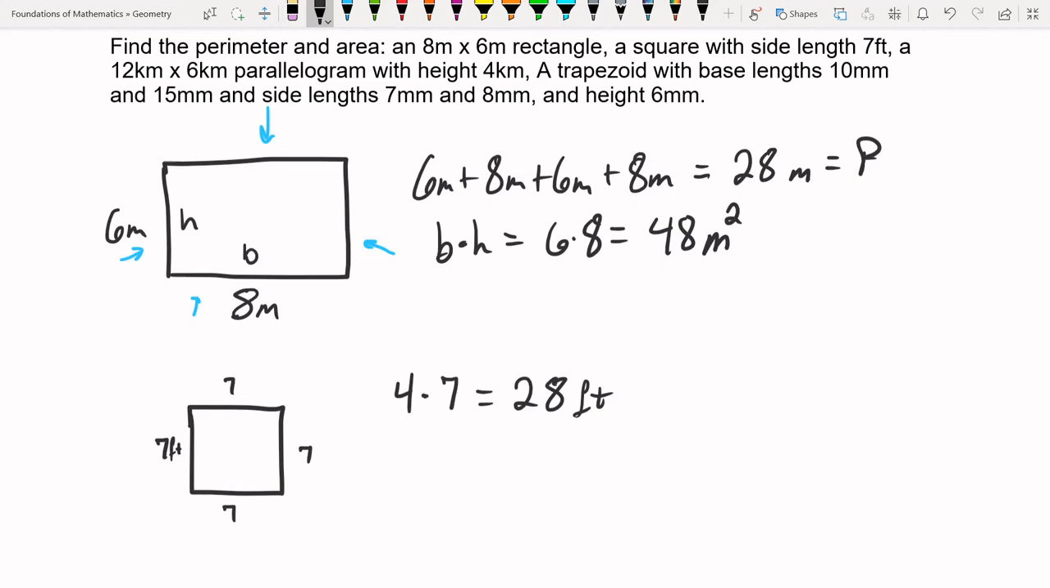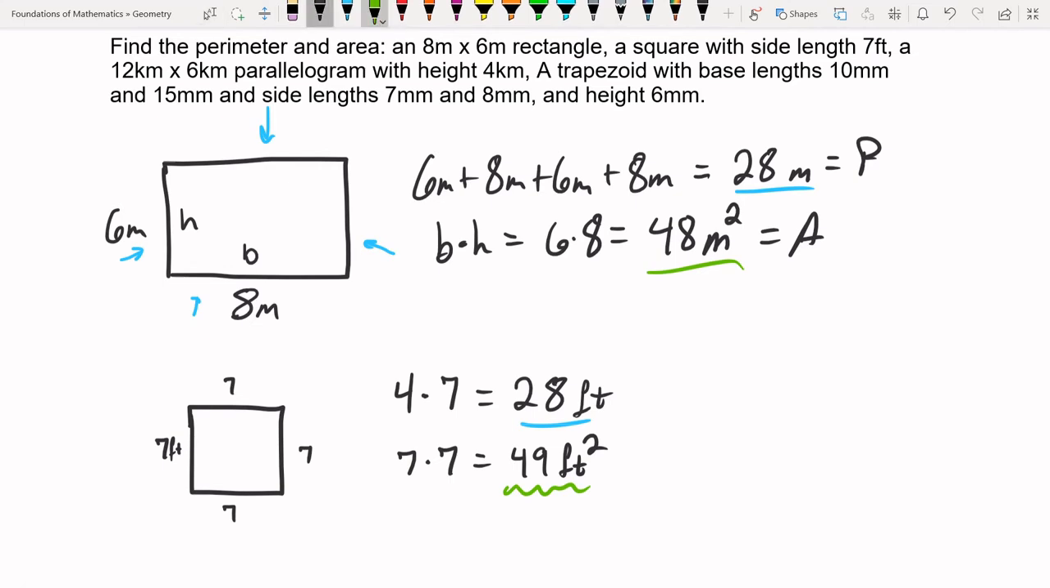The area, I should say this was the area. The area is going to be base times height again, 7 times 7, which is 49 feet squared. You'll notice that both of these have the same perimeter, 28 and 28, but the square actually has a larger area. It's the best use of space. It's the most space you can get on the inside.